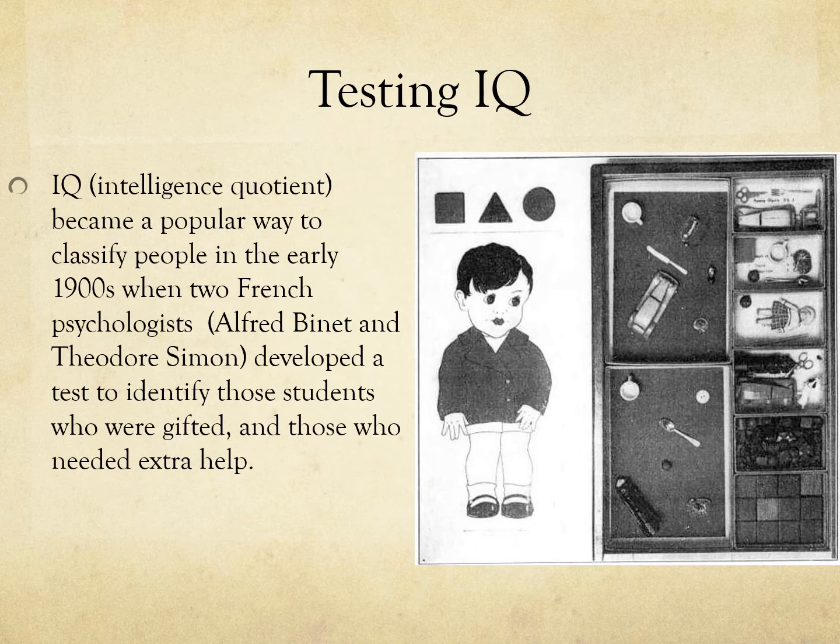Testing IQ. IQ, which is intelligence quotient, became a popular way to classify people in the early 1900s when two French psychologists, Alfred Binet and Theodore Simon, developed a test to identify those students who were gifted and those who needed a little extra help. So the original development of the IQ test wasn't to label people, and that's what it's become now. We seem to love to label people nowadays. That's not what it was meant for. It was to see what students were a little bit gifted and which students needed a little bit extra help, because back then you had a lot of different abilities in the same classes. It's not the same education system it is now.